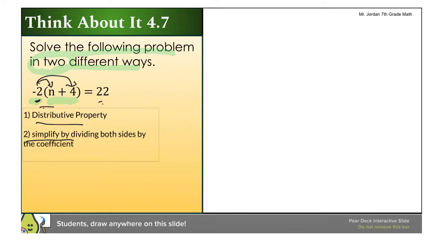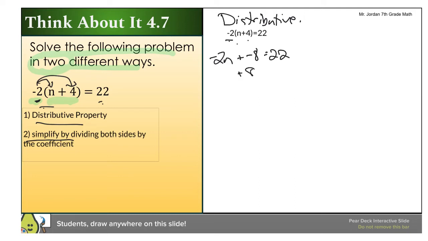So if I rewrite the equation, and I say minus 2 times n is minus 2n, and I go minus 2 times 4 is minus 8 is equal to 22. So this is using the distributive property. Now I solve by adding 8 on this side and 8 on this side. So I have minus 2n is equal to 30. Divide both by minus 2. And I have n is equal to minus 15.